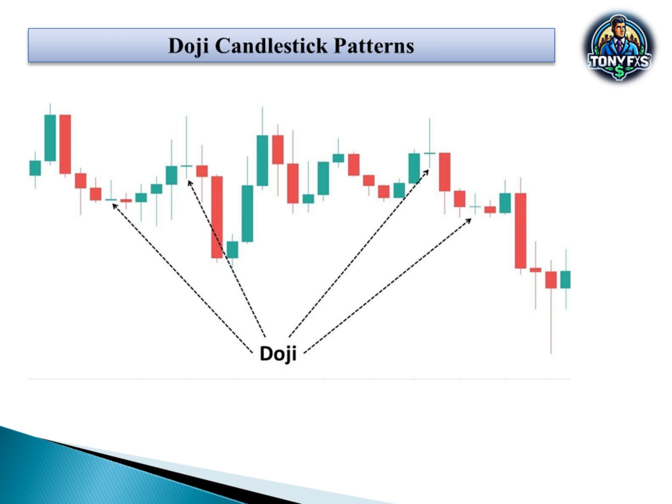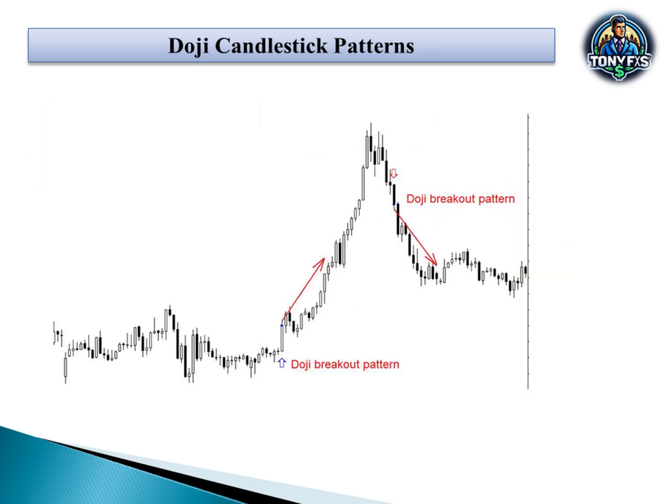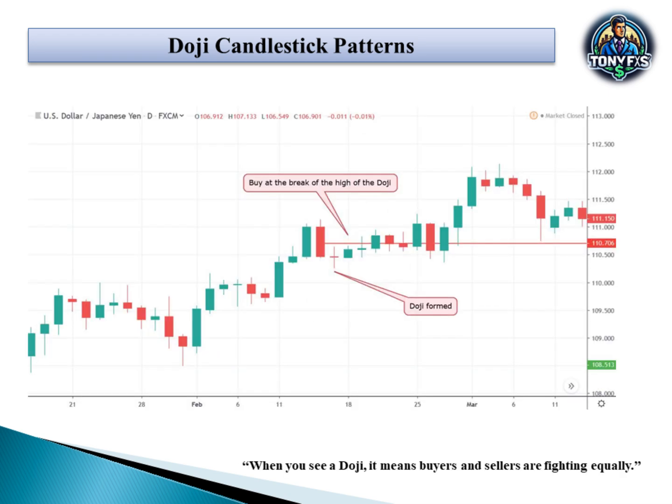When you see a doji pattern after a strong uptrend or downtrend, it can signal a possible reversal. But I want you to remember one thing: a doji candle alone is not enough. You always need confirmation from the trend, and you also need confirmation from support or resistance.